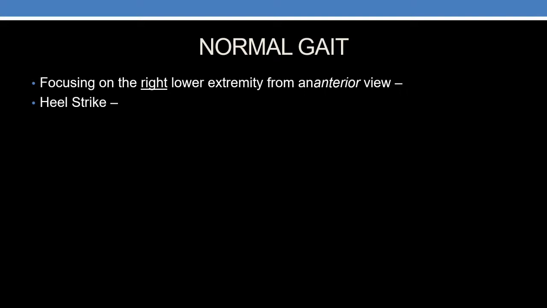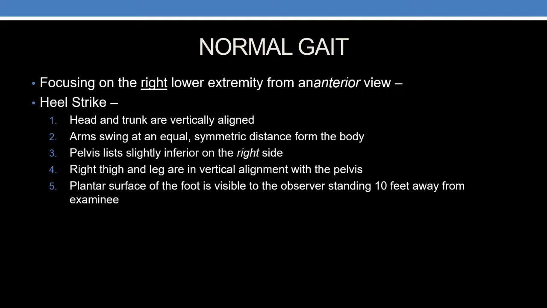Let's talk about heel strike now from an anterior view. What would it look like if we were to evaluate the injured worker, this time looking at them from the front? Well, again, focusing in on the right lower extremity, at heel strike, we find that the head and trunk are vertically aligned. We see that the arms swing at an equal and symmetric distance from the body. Now you're looking at the injured worker from the front, and he's walking towards you. So the arms should swing at an equal distance from the body.